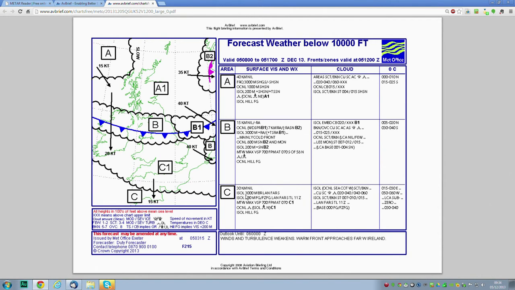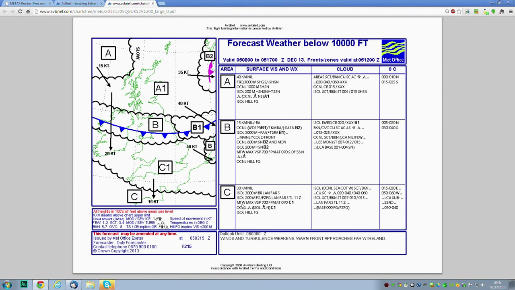We've got isolated visibility of 3,000 meters, which is BR, which is mist, and isolated visibility of 200 meters in fog and freezing fog. LAN stands for over the land, and far S is in the far south. So we've got isolated visibility 200 meters in fog or freezing fog over land in the far south until 11 o'clock Zulu.